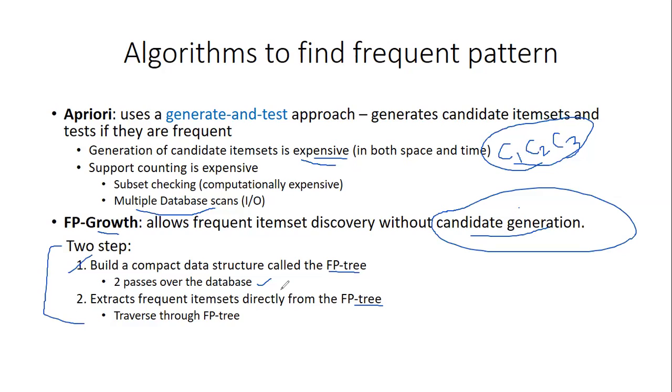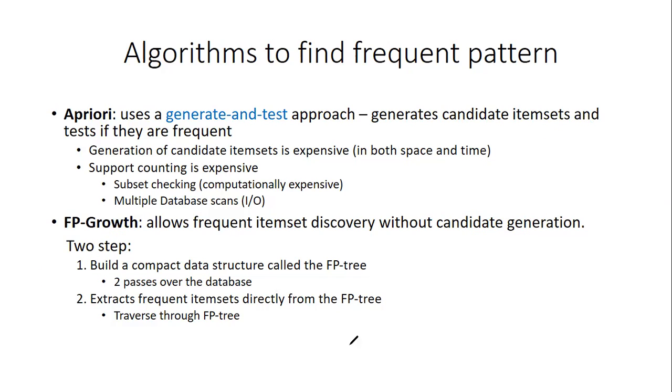So here you remember in the FP growth algorithm, we have two steps. One is to build the FP tree, the frequent pattern tree. FP stands for frequent pattern. So the first step is to construct the FP tree. The second step is to extract the frequent item set directly from the FP tree. So these are the two things we are going to discuss here. Okay, we'll move on to the next slide.